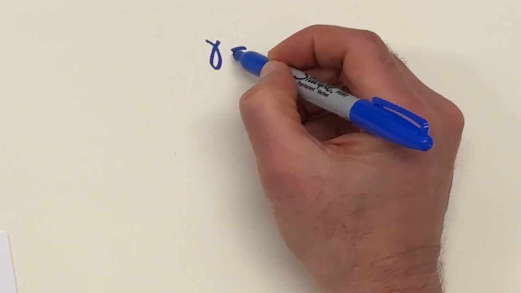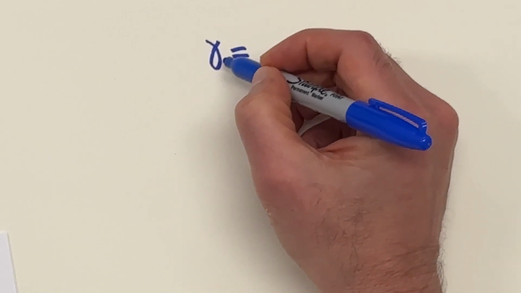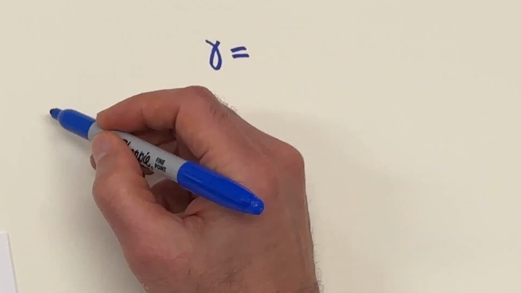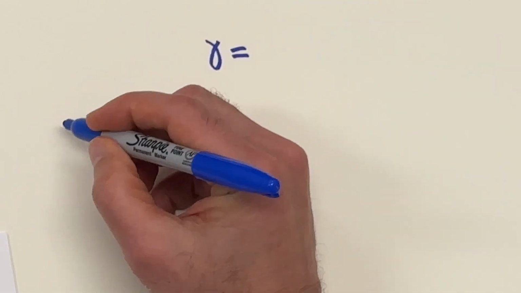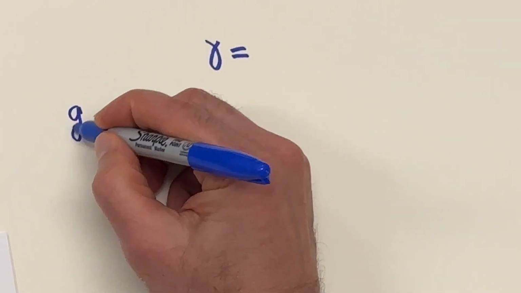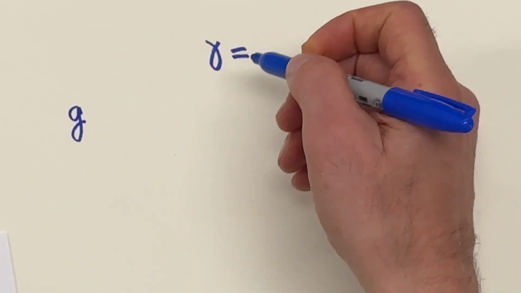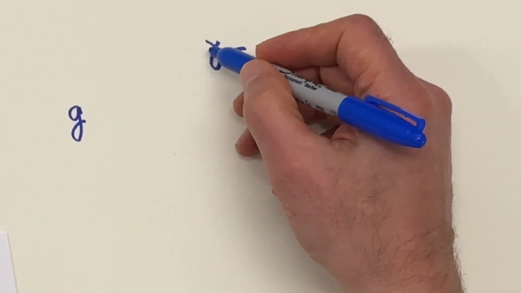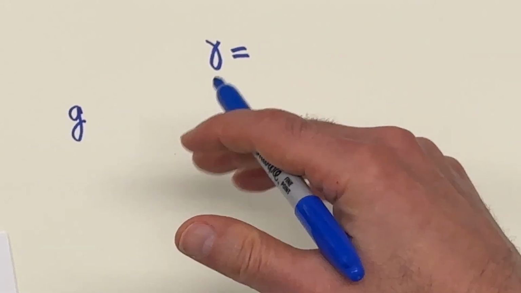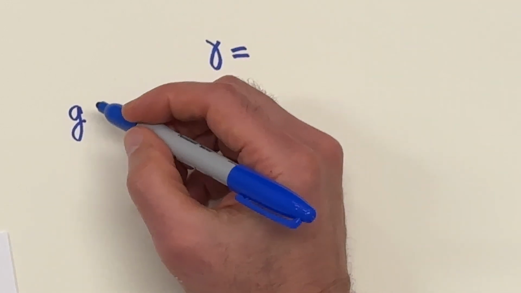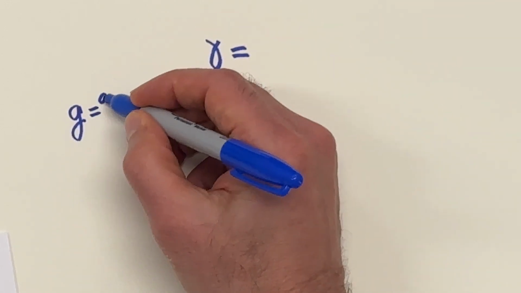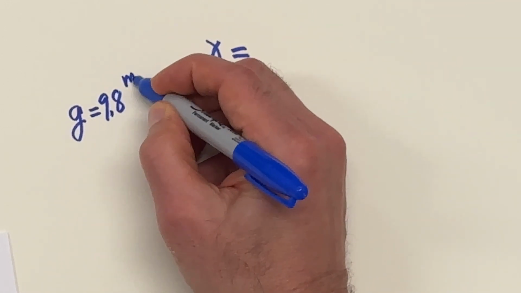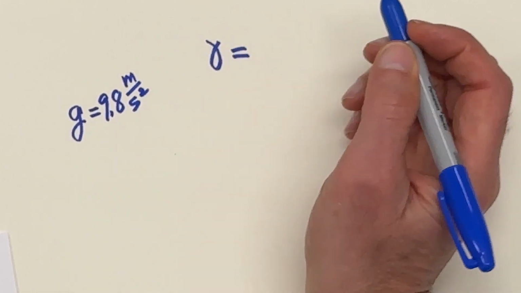Symbol gamma is used for theoretical gravity. Now, the gravity you find in your introductory physics course, G, it's really the same thing. It's just that G is the measured value, while gamma stands for the theoretical calculation that we're going to be doing. So 9.8 meters per second squared.